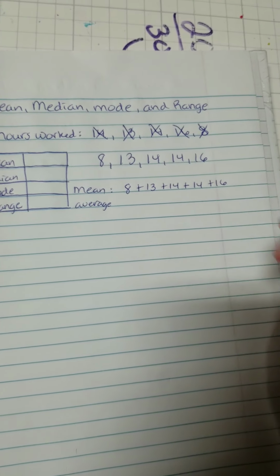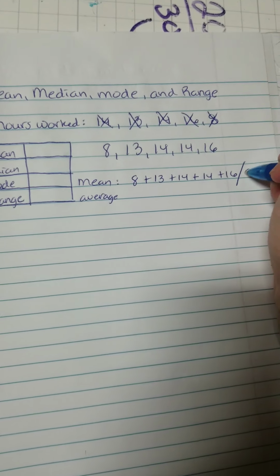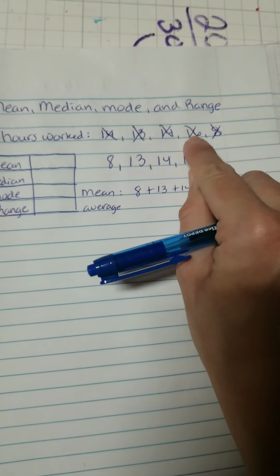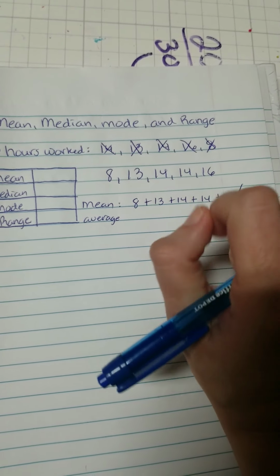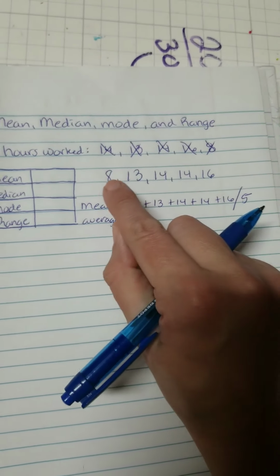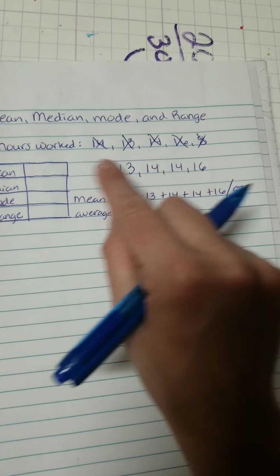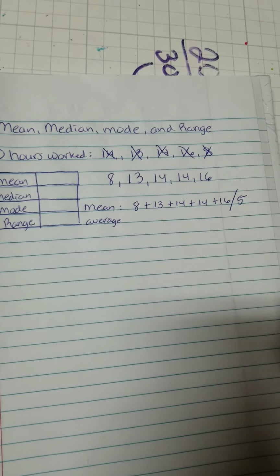So I'm going to add all those numbers together, and then I'm going to divide it by 5 because there are 1, 2, 3, 4, 5 numbers in my data set. So let's do that. Let's add all of our numbers together, and then we're going to divide that total by 5 and see what we get.